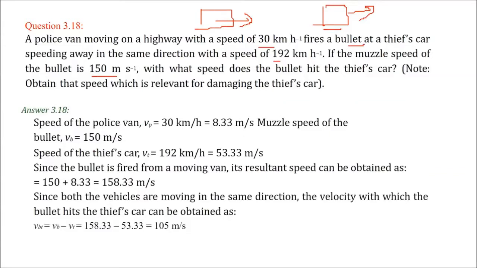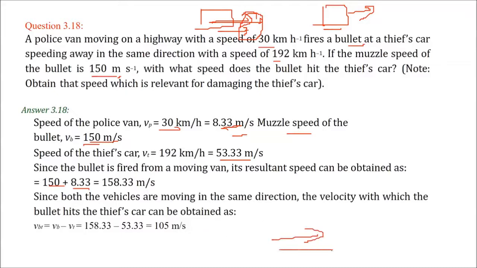The answer lies in relative velocity. The speed of the police van is 30 km/h multiplied by 5/18 to get meters per second. The muzzle speed we take as Vb, that is 150 meters per second. It is already given. The speed of the thief car is 192 km/h multiplied by 5/18, and you get 53.33. Now, you can say the revolver is inside the police van, and this police van is already moving with a velocity of 8.33, and the muzzle velocity is 150. So this velocity will add up.